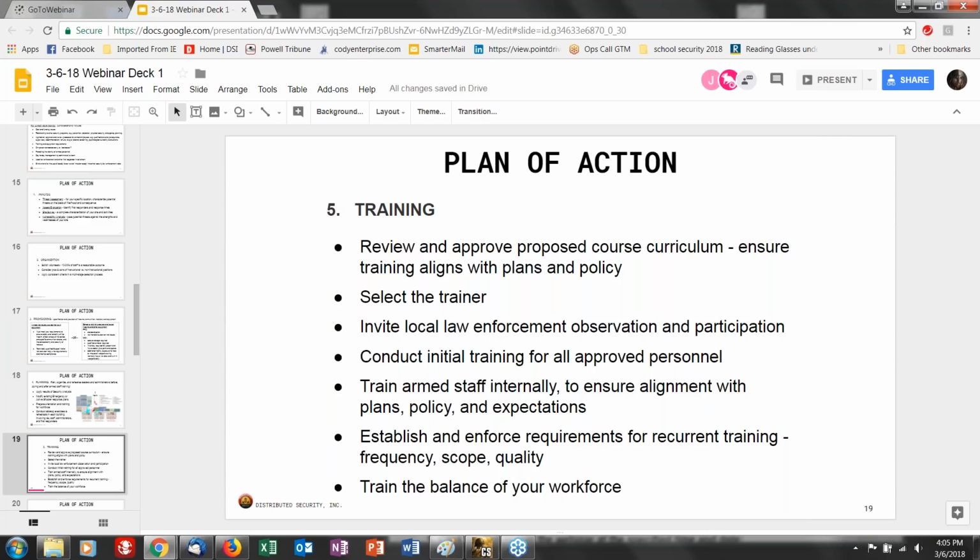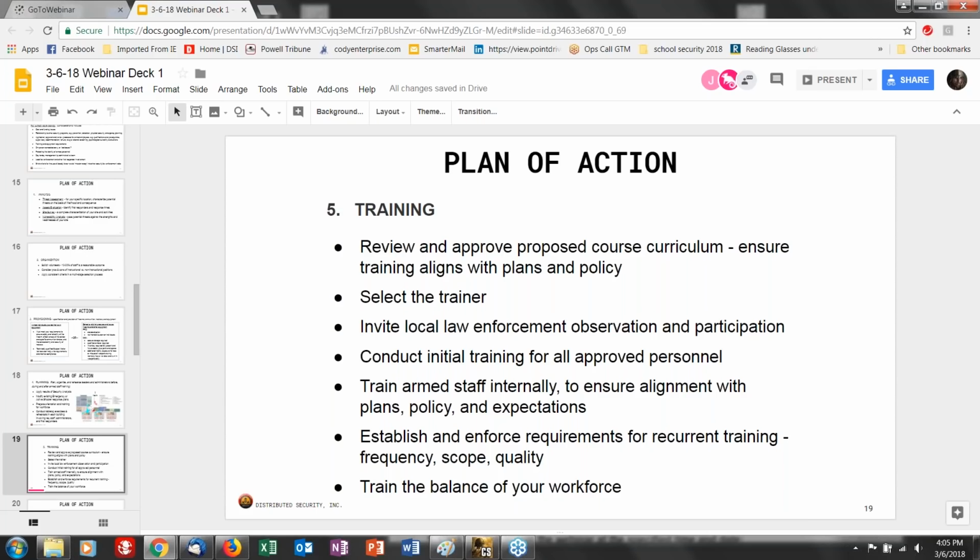You will have to establish and enforce requirements for recurrent training, addressing frequency and scope and quality. As you heard from Mr. Rogers a while ago, they've looked hard at that in Michigan. And we know that these kinds of skills are very perishable and have to be sustained by recurring training and practice. And then finally, you have to take what we mentioned on the last slide and train the balance of your workforce so that their responses are integrated with the expected responses of your armed personnel.